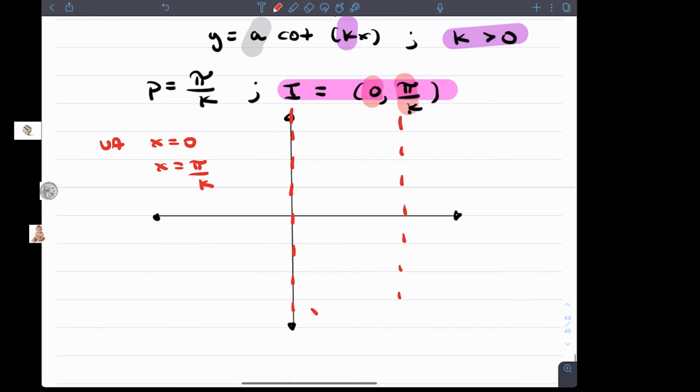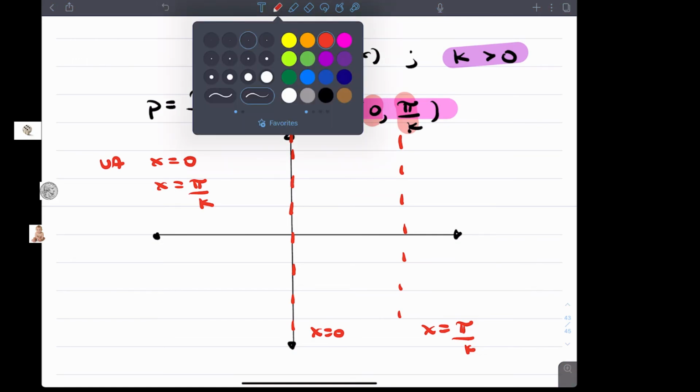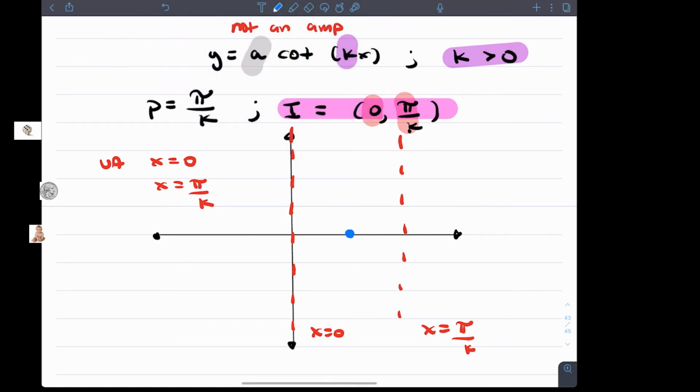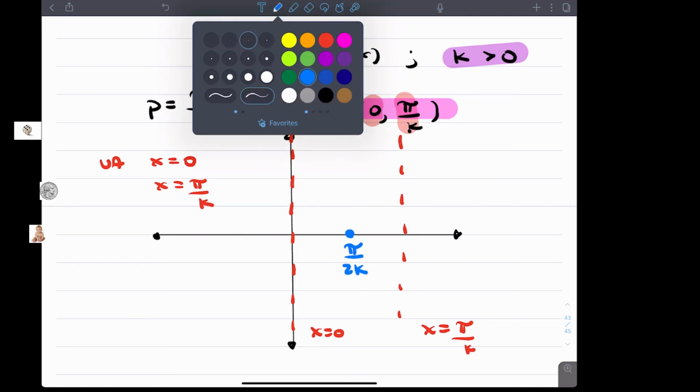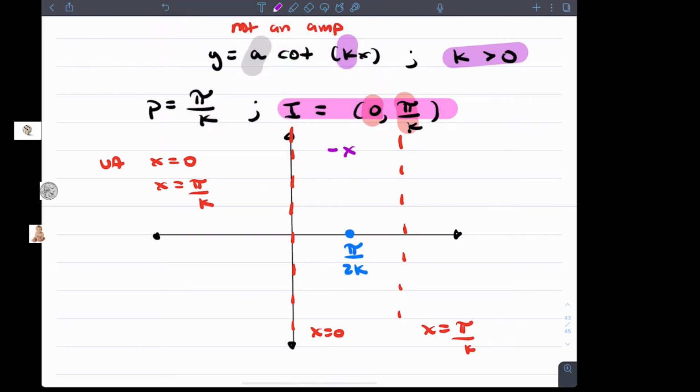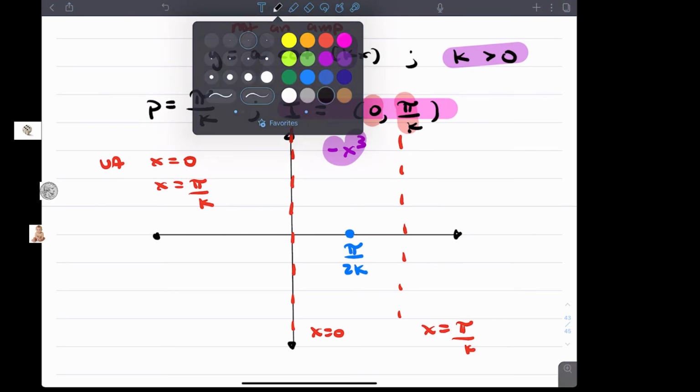So you might say, some books will say, here, this is all the real detail. And then halfway, that would be pi over 2k, halfway from 0 to pi over k. And then you say, well, how does the curve look? Well, remember my memorization device? I think of it this way, because this is going to be for cotangent now. This is not tangent. So the graph of cotangent will look like this.